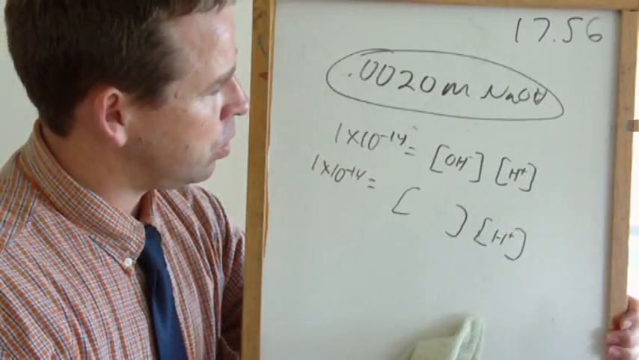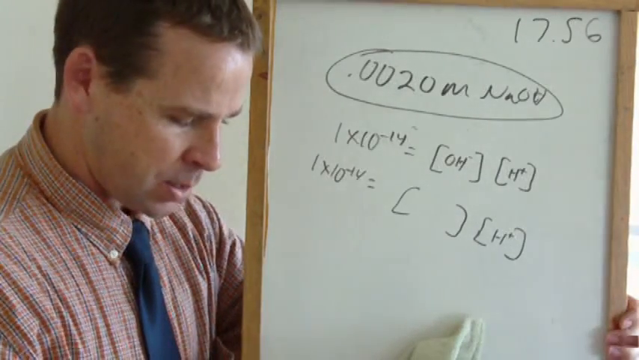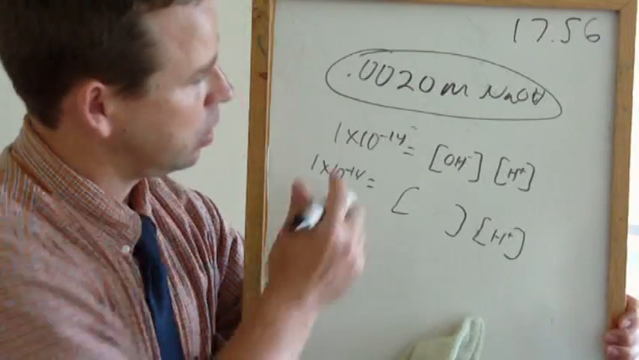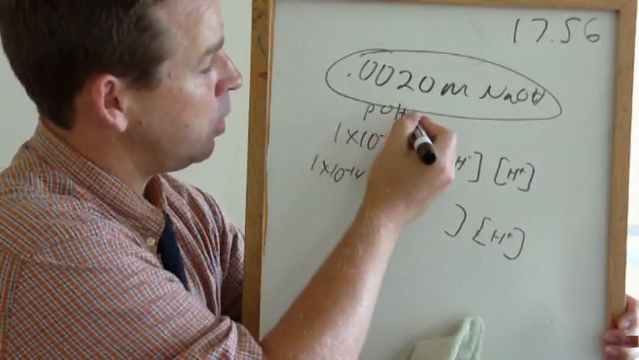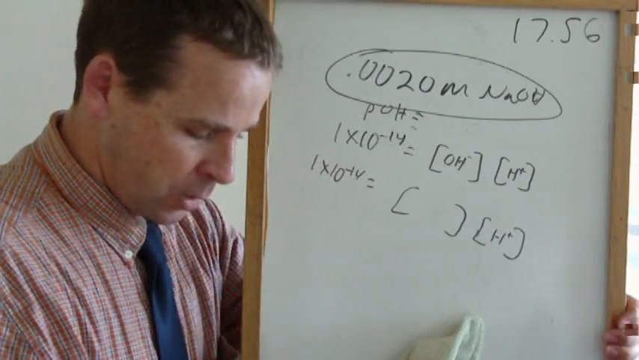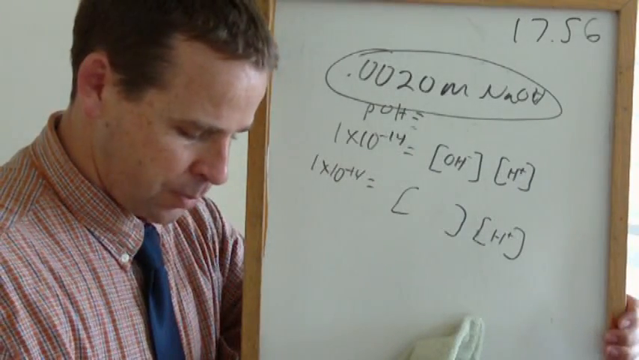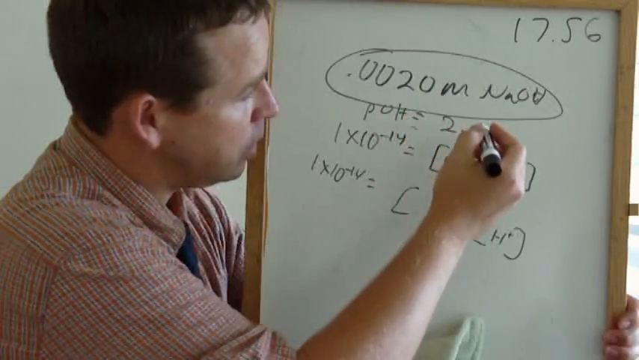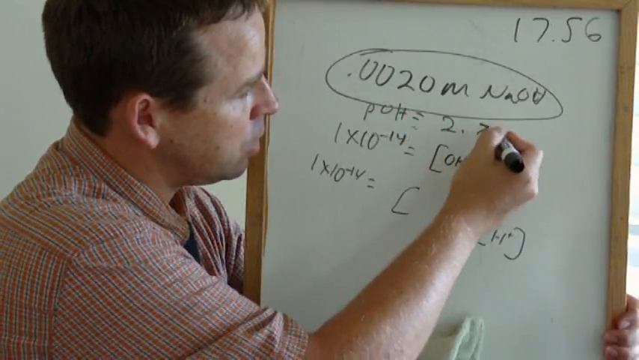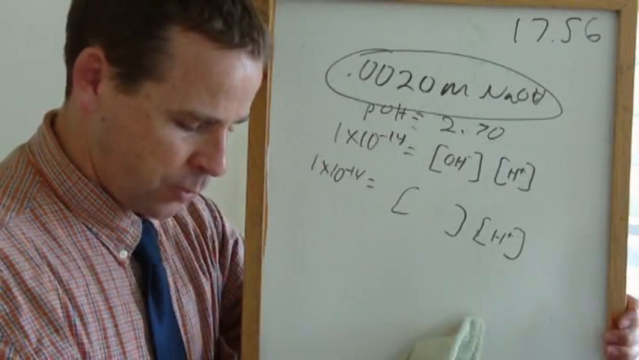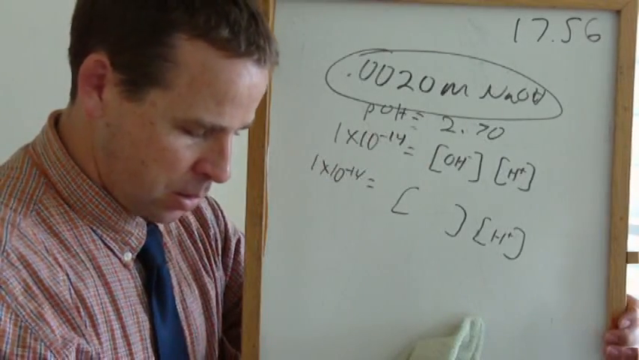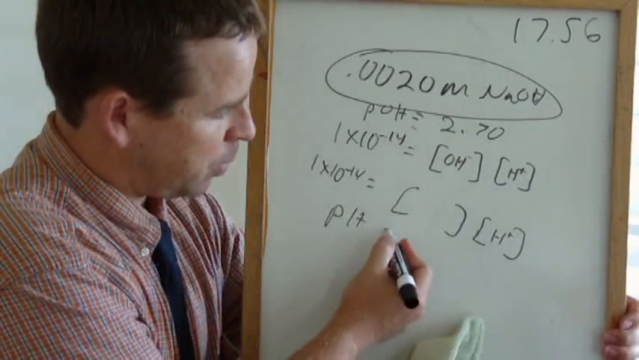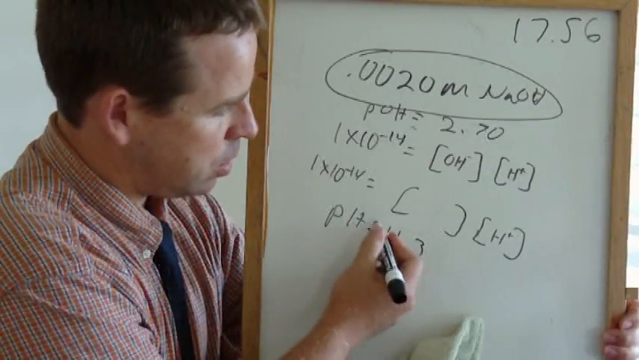So, 0.002, that's sodium hydroxide. We can find the pOH first. So we take the negative log of 0.002. pOH is 2.699 or 2.70. That's the pOH. 14 minus that value, the pH of this problem would be 11.3.